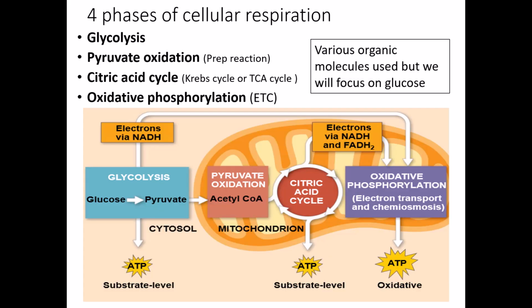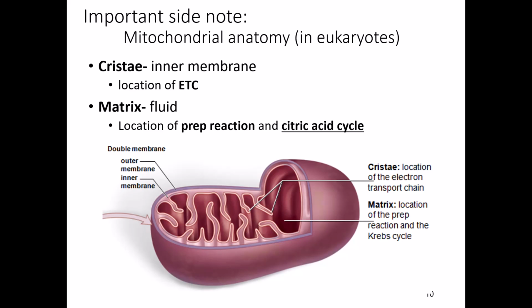Honestly, we use multiple molecules besides just glucose, but we're going to focus on glucose because we have to start learning part of the process somewhere. And then in this picture, this thing that looks like a jelly bean down here, that's the mitochondria. So this picture is showing us that glycolysis happens outside of the mitochondria, but the other 3 reactions happen inside the mitochondria. So we need to talk about mitochondrial anatomy in order to understand this process a little bit better.